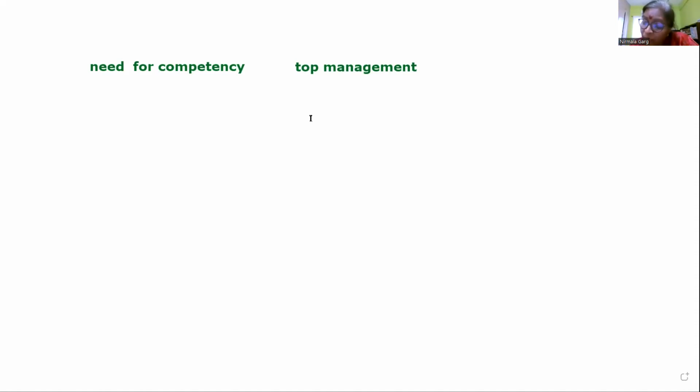Also, the top management is convinced today that when I introduce competency management, I can create leaders. There are many uses of introducing competency management. So the top management is convinced, and you are introducing competency management. Now, when you are looking at a competency, you have to understand what the types of competencies are.